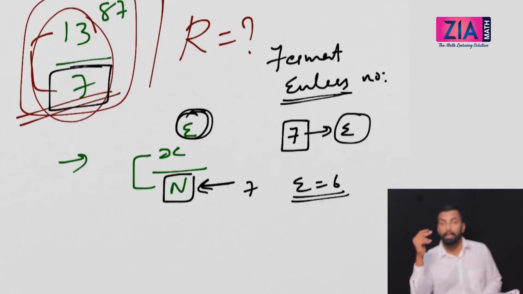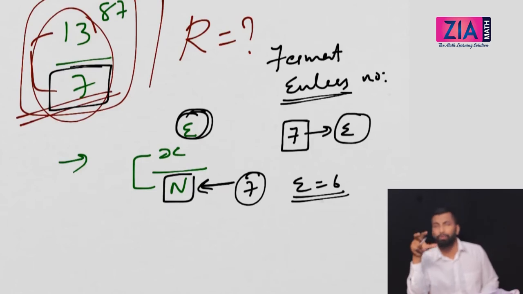What does that 6 mean? The number of numbers which are co-prime with 7 and less than 7. So if 7 is here, the number of numbers co-prime with 7 and less than 7 is 6. I will tell you how to find out this answer much faster. You don't want to solve it like this.